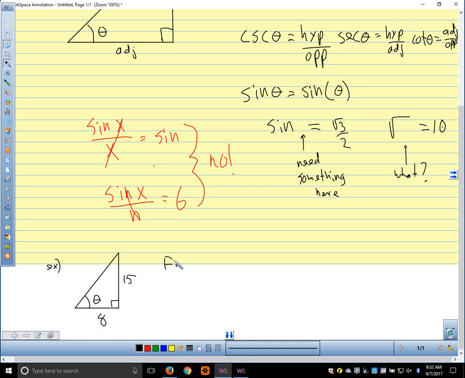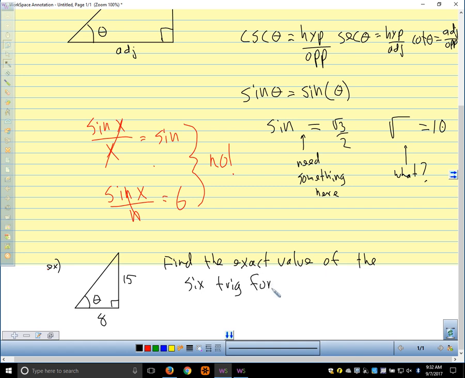And the problem might say find the exact value of the 6 trig functions. So those two words, exact value, that's a clue that this is not a calculator problem. We're not plugging this into our calculator. The other clue might be that this shows up on a portion of the test that you can't use a calculator on. Exact value should always tell you that you can do it without a calculator.